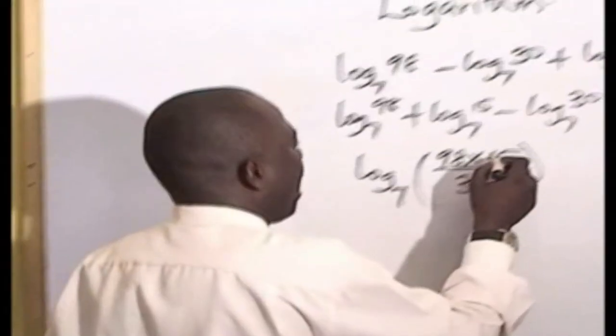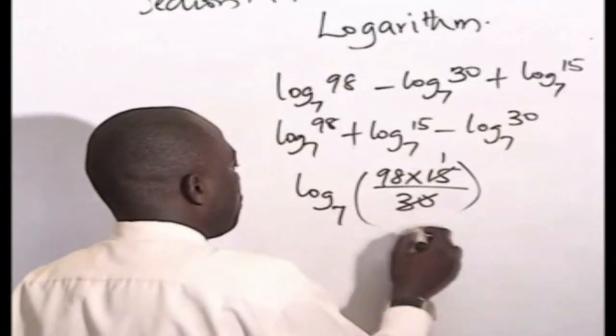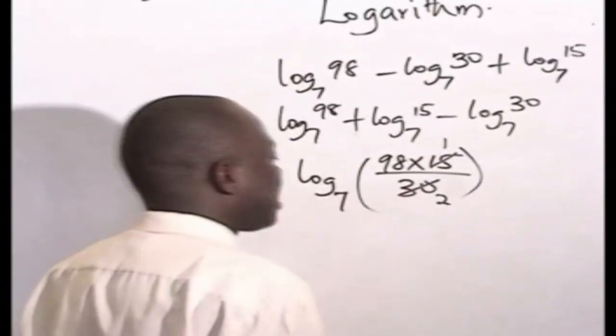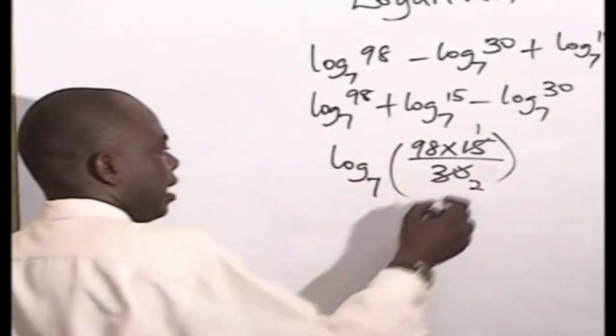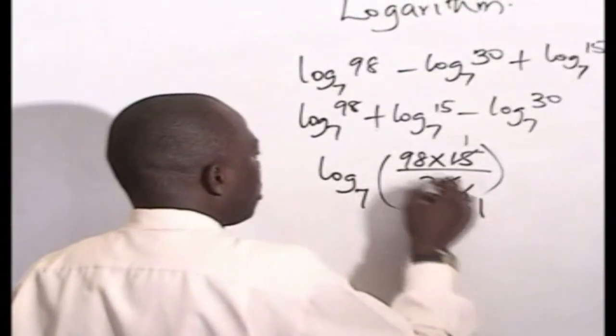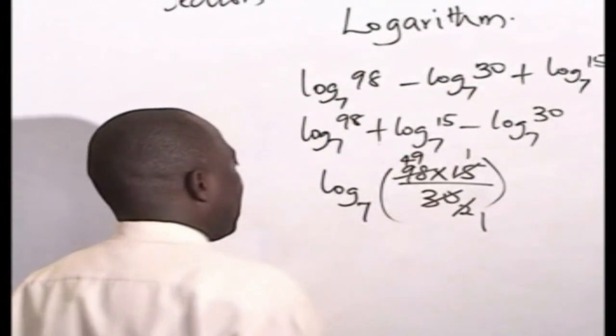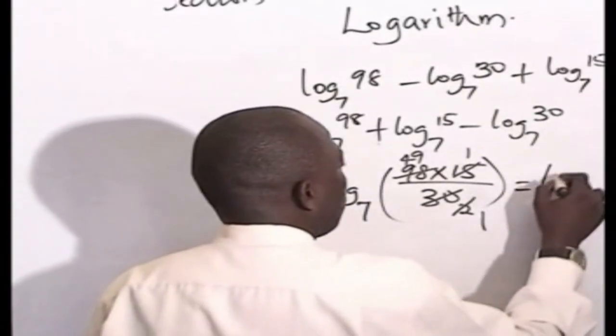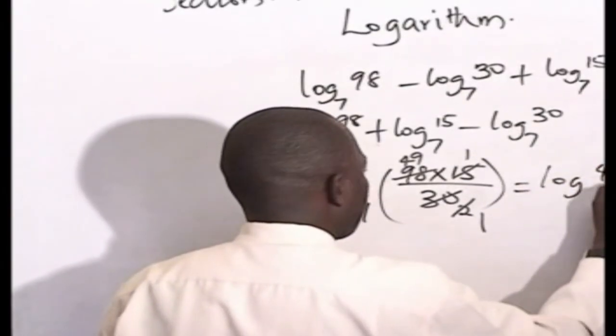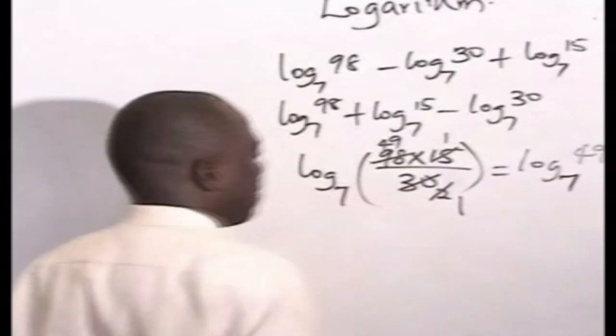If you do that, you have 15 here, 15 here. 15 will go in 30 twice. And then you can also use 2 here to divide 98. You will have 49. So invariably you have log 49 base 7.